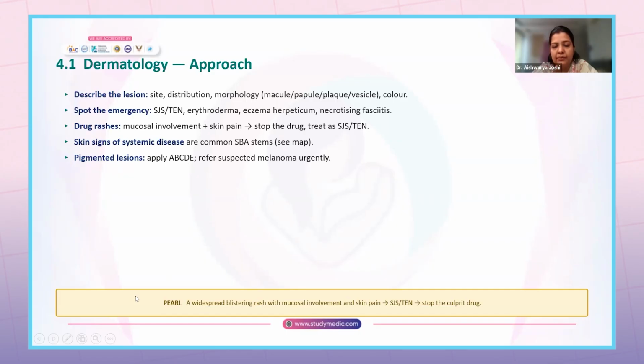So the poll here is a widespread blistering rash with mucosal involvement and skin pain. SJS or TEN is possible. You stop the given drug first and treat the patient with hydration, oxygen, and supportive care.